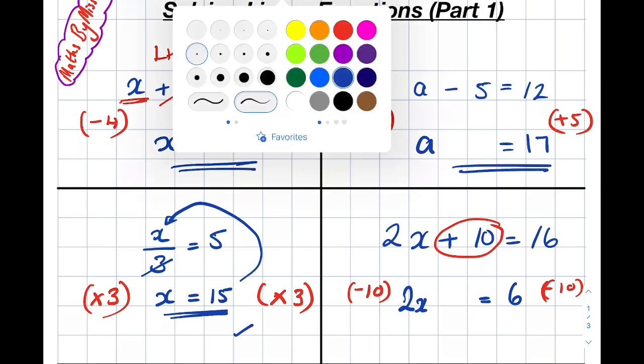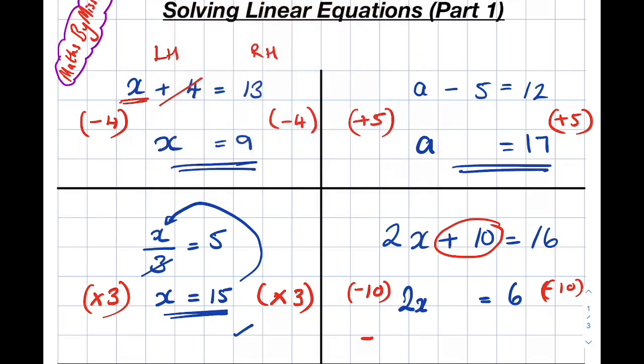But how do we reach that? We can reach that by saying, let's divide both sides by 2, because that is the opposite of multiplying by 2. So this is going to be x equals 3. How do we know if this is the correct answer? You can put the 3 back into the equation there and do 2 times 3, which is 6. 6 plus the 10 gives us 16. So it works. It must be correct.